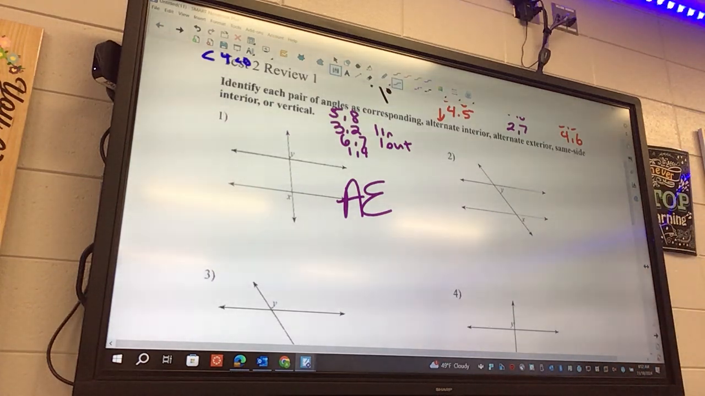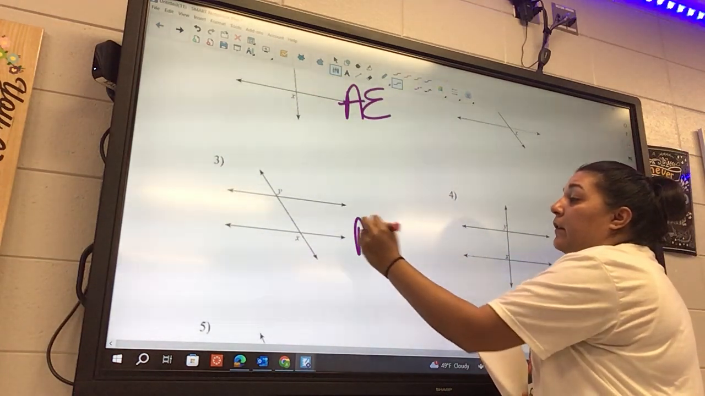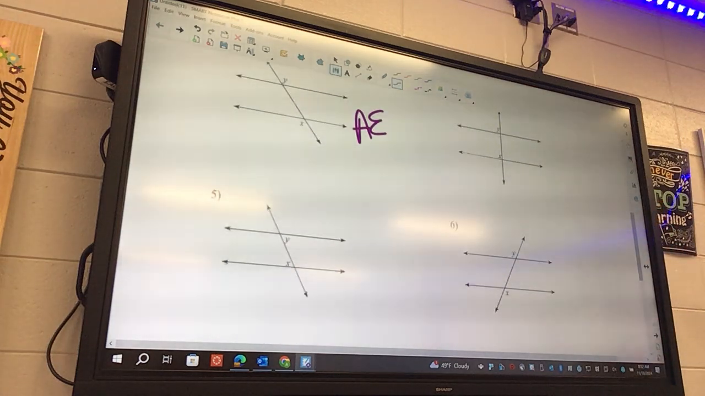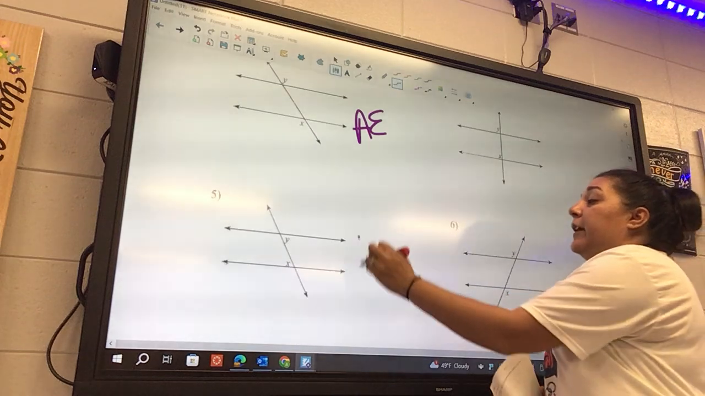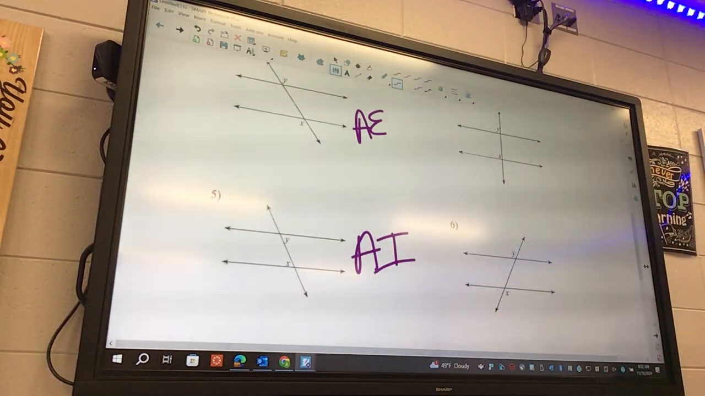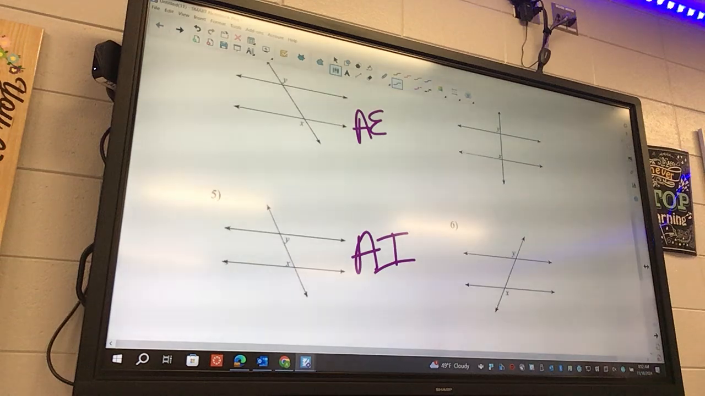Okay, look at number 3. Yeah, that's another AE. Okay, 5 is going to be alt interior. Why is it alt interior and not same side interior? Because they're not on the same side. They're on opposite sides of that line that cuts through. So AI.